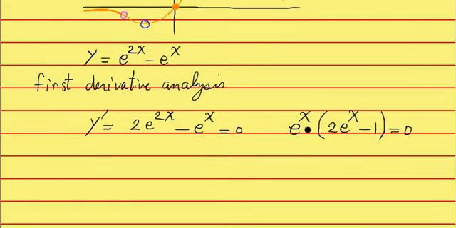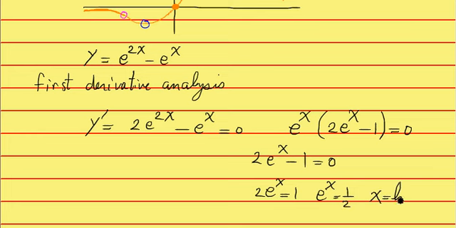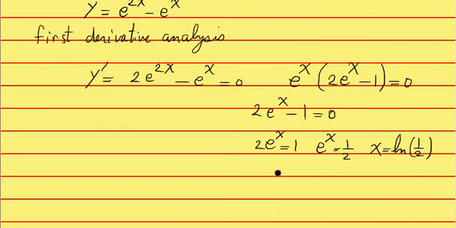As we said, exponential of x itself never becomes 0, and the burden is on the shoulder of the other factor. So I set this one equal to 0. That tells me 2 exponential of x is equal to 1, or exponential of x is equal to half, or x is equal to logarithm of 1/2. Another way of writing logarithm of 1/2 is minus logarithm of 2. That is our critical point, minus logarithm of 2.